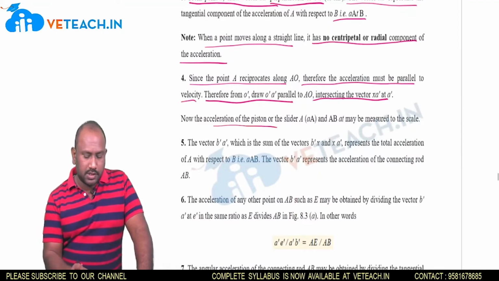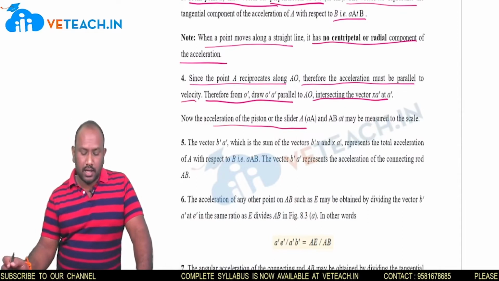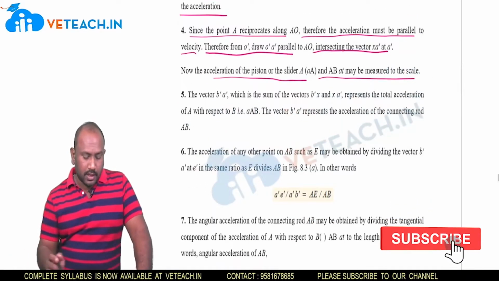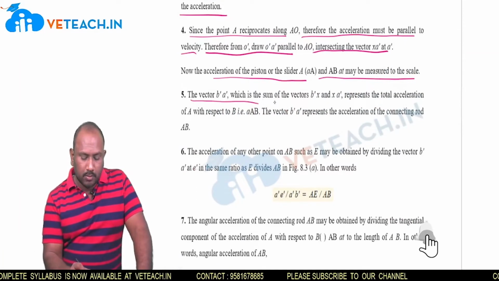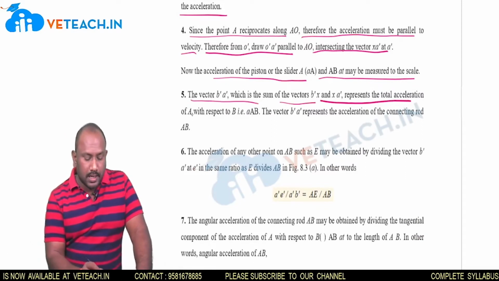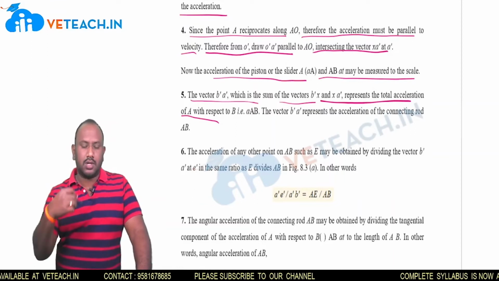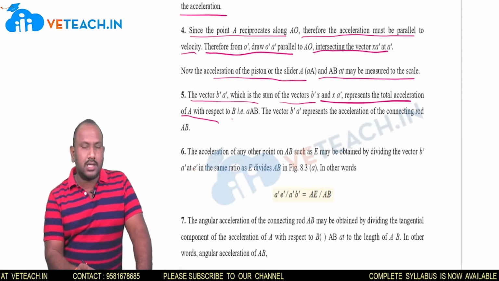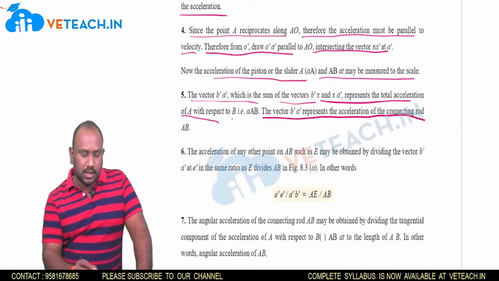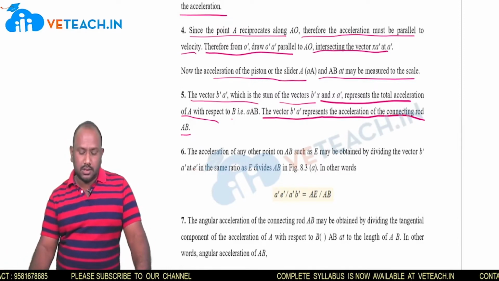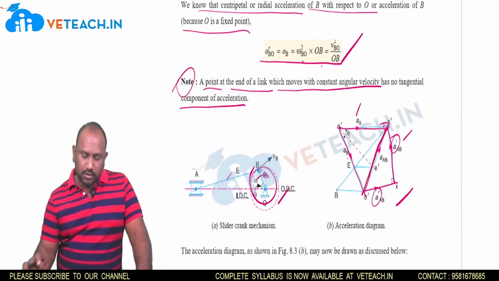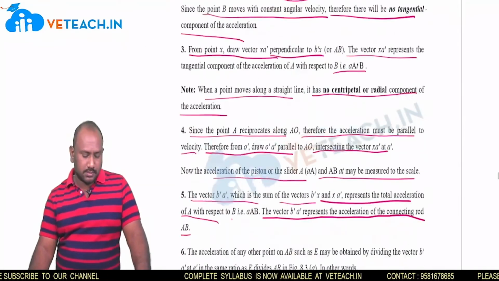Now the acceleration of the piston or slider A, in brackets a A and a B, may be measured to the scale. Coming to the next point, the vector B dash A dash, which is the sum of the vectors B dash X and X A dash, represents the total acceleration. As we discussed in the previous one also, this is the total acceleration of A with respect to B, that is a AB. The vector B dash E dash represents the acceleration of the connecting rod AB. So this is the connecting rod, and from this point we are going to get the entire total acceleration.